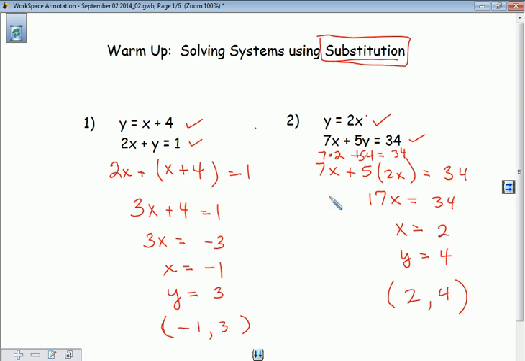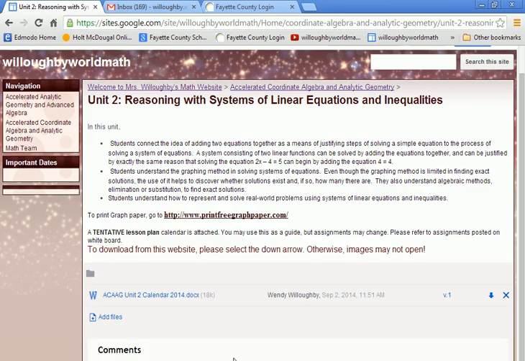Okay, so if we take a look at the website, and we go to Unit 2, which is what we're starting. Unit 2 is reasoning with systems of linear equations and inequalities. So what we're going to look at is the idea of adding two equations together as a means of justifying steps to solving simple equations. We're going to understand the graphing method for solving systems. We're also going to look at other algebraic methods such as elimination or substitution. And we're going to use those in real-world problems.